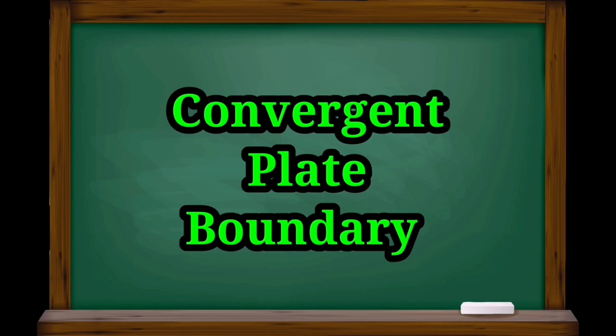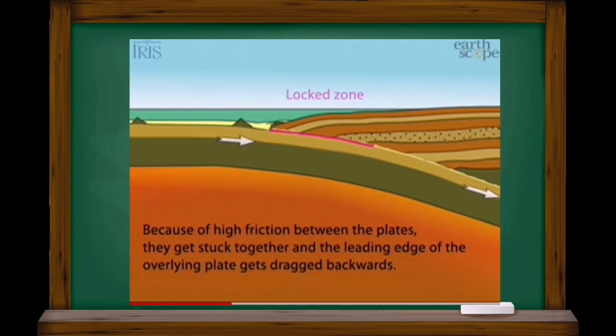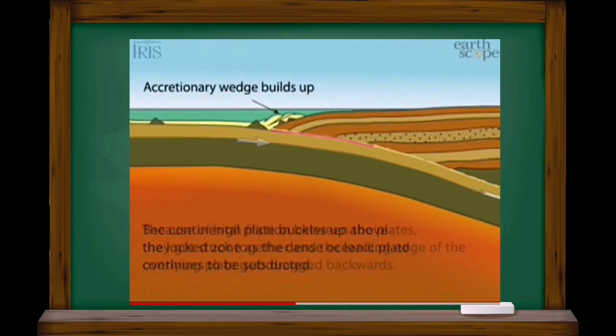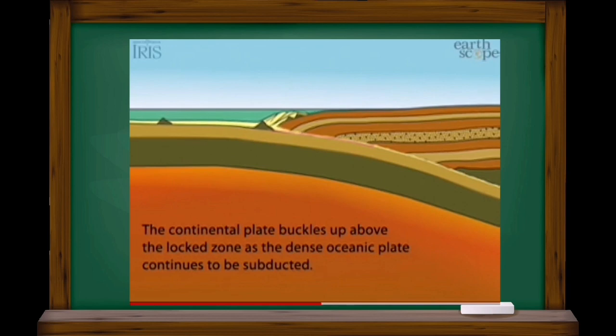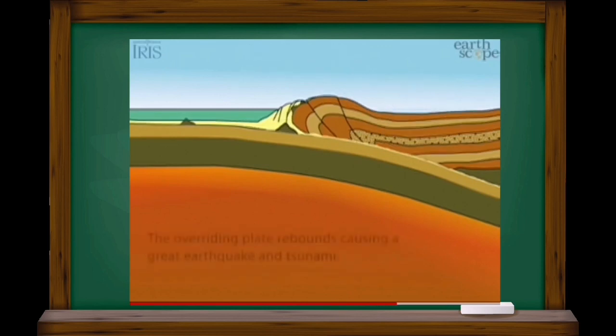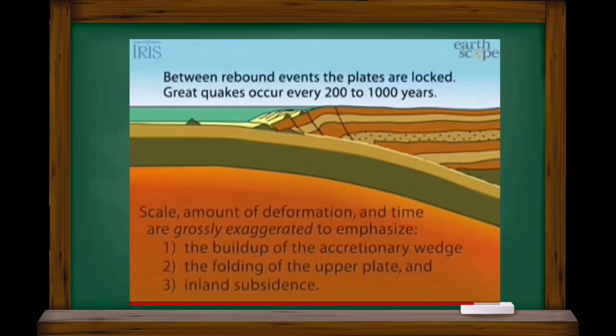Convergent plate boundary. When 2 tectonic plates move toward each other, they form a convergent plate boundary. It is also known as destructive plate boundary. As these plates collide, a collision zone is formed and the leading edge is subducted, thus forming a subduction zone. This subducted edge is destroyed, that is why it is also known as destructive plate boundary.